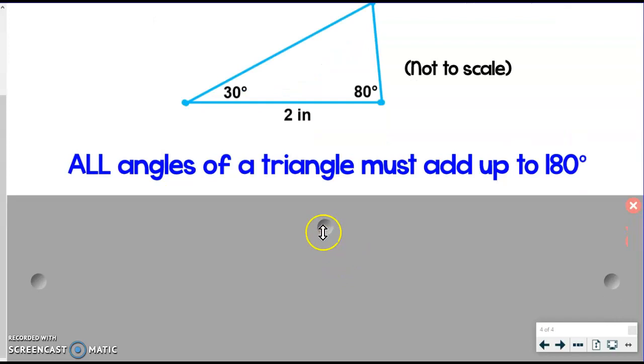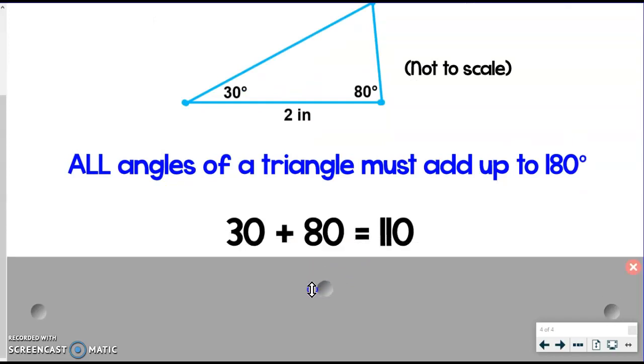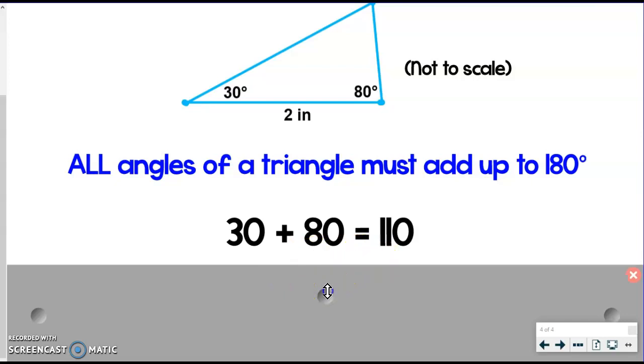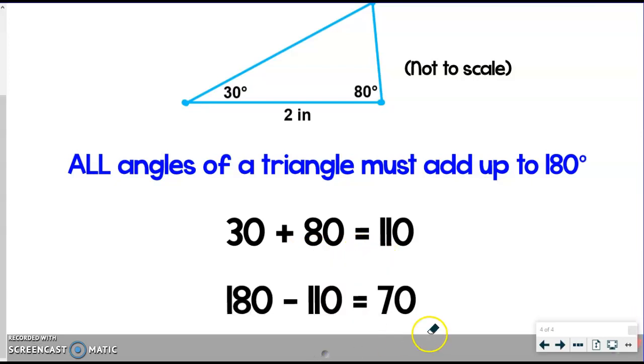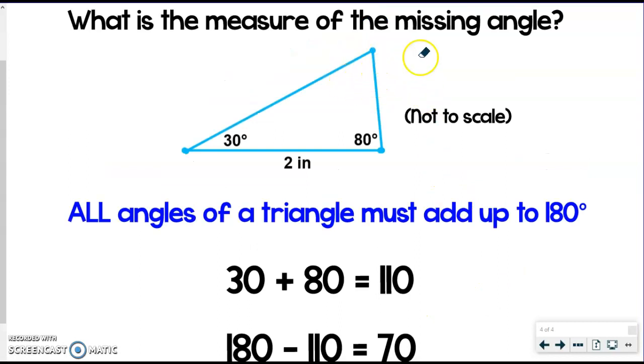So, real simple, once you know that tidbit, you're going to first add up the two angles you do know, so 30 plus 80 gives you 110, and then you just take that away from 180 to get 70. That's it. So this missing angle is going to be 70 degrees.